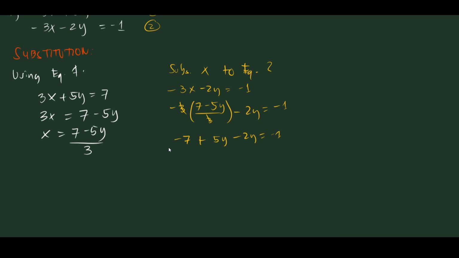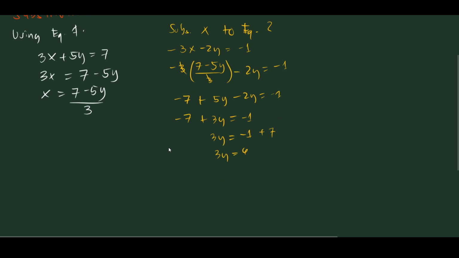Okay, let's combine the y's, the like terms. Plus 3y is equal to negative 1, right? So if we add 7 to both sides, negative 1 plus 7, then 3y is equal to 6, right? Dividing by 3, we get y is equal to 2.